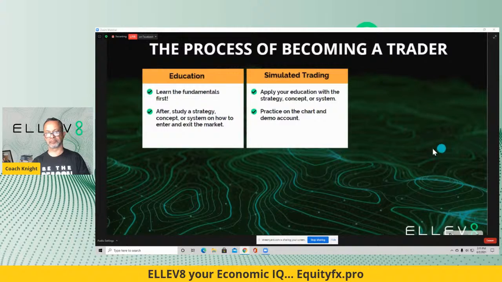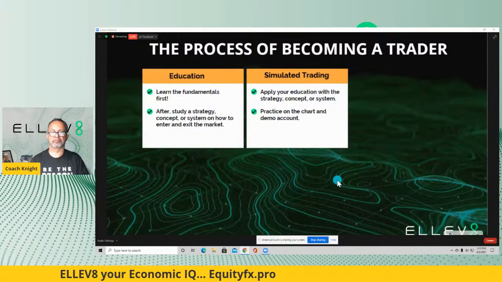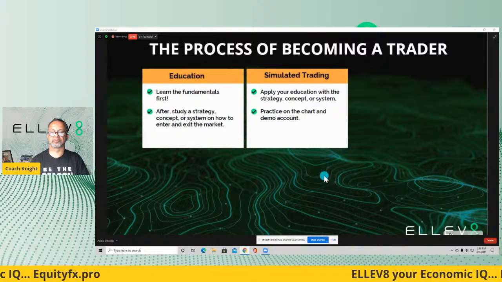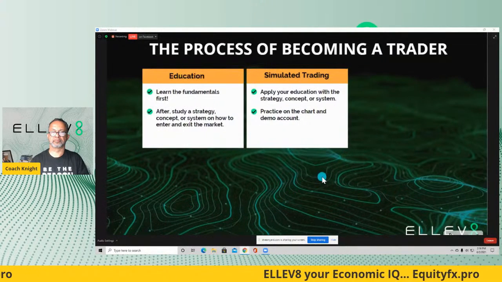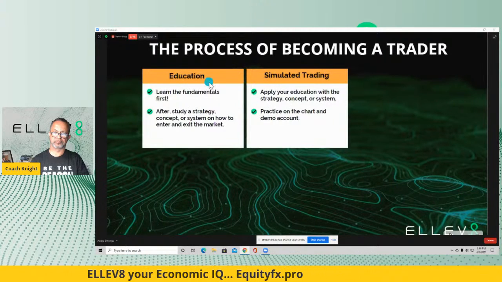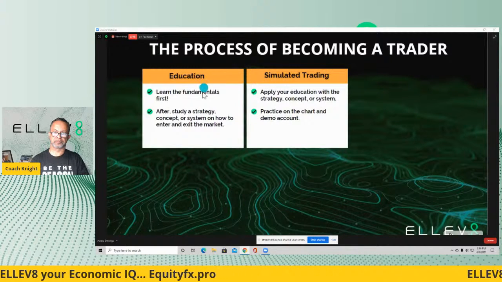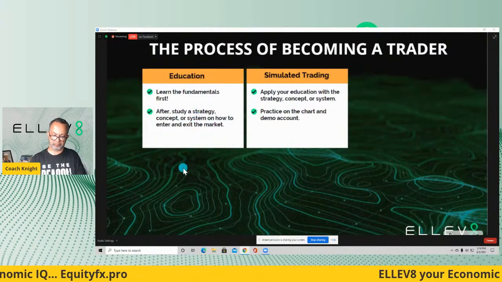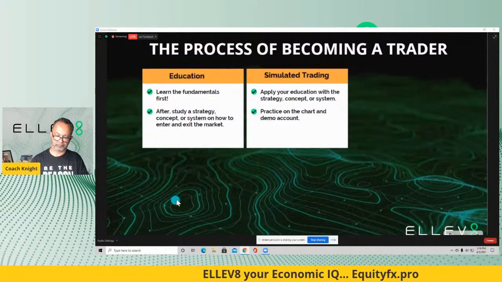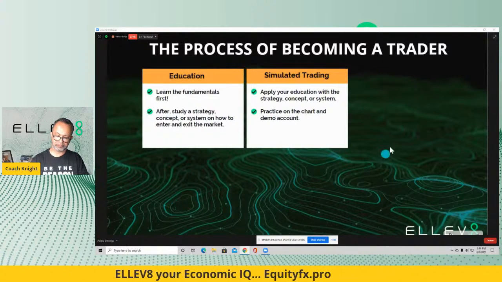Second thing, simulated trading. What does that mean? Apply your education with the strategy, concept, or system. Practice on the chart and demo account. So now that you have learned the information, like everyone says, a popular quote, knowledge is power. But I disagree on this part.